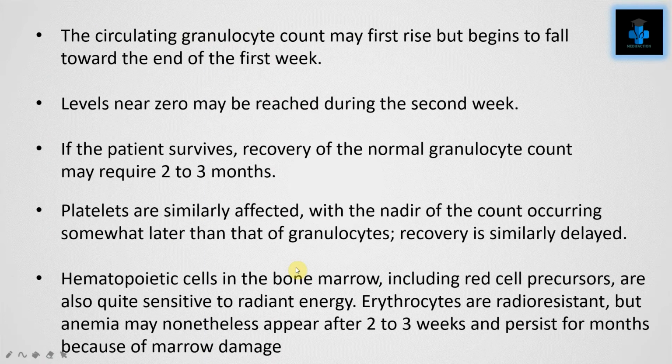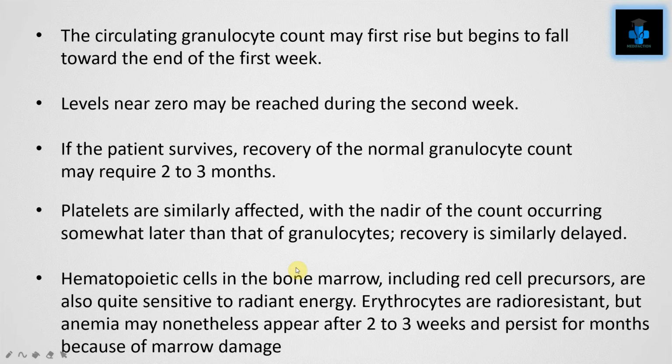The circulating granulocyte count may first rise but begins to fall towards the end of the first week. Levels near zero may be reached during the second week. If the patient survives, recovery of the normal granulocyte count may require 2 to 3 months. Platelets are similarly affected, with the nadir of the count occurring somewhat later than that of the granulocytes. Recovery is similarly delayed.